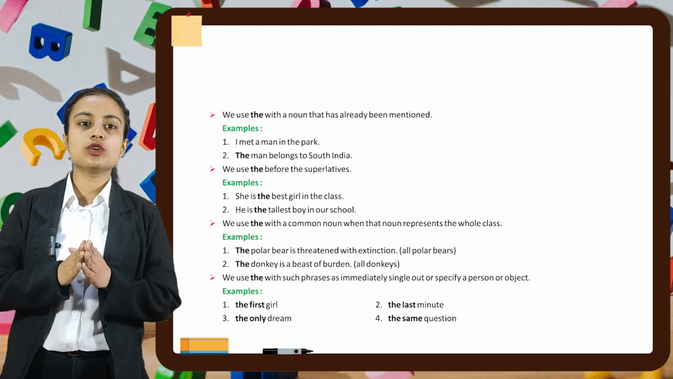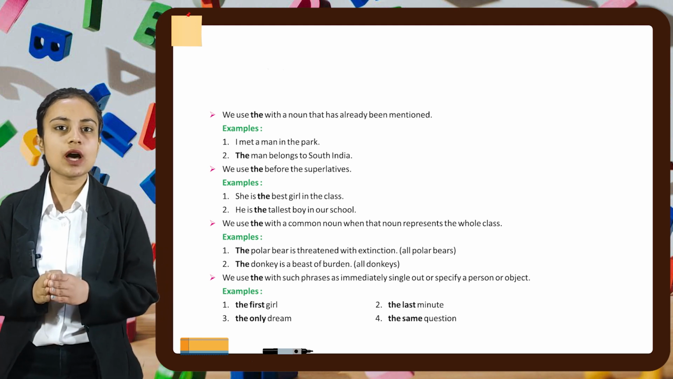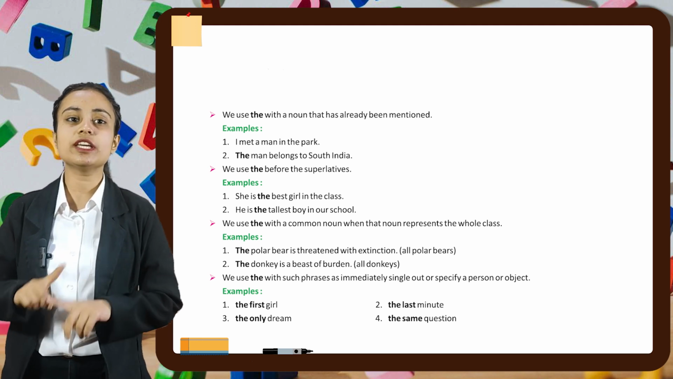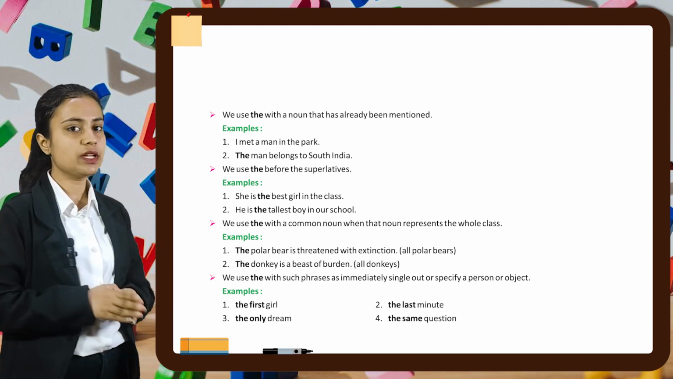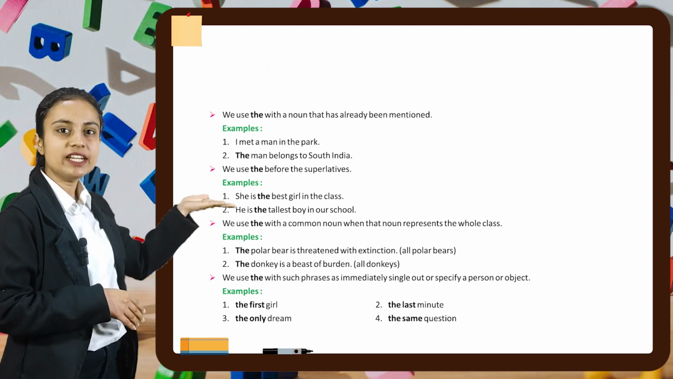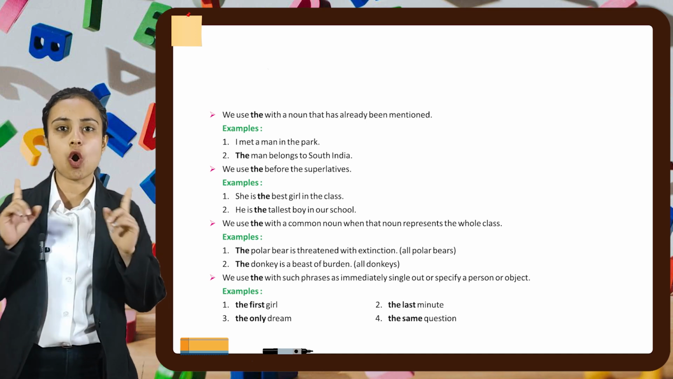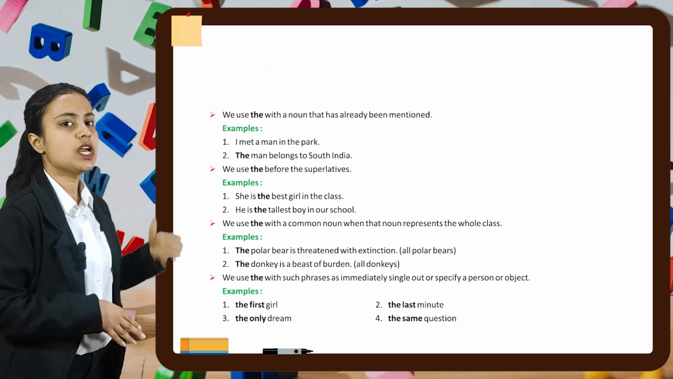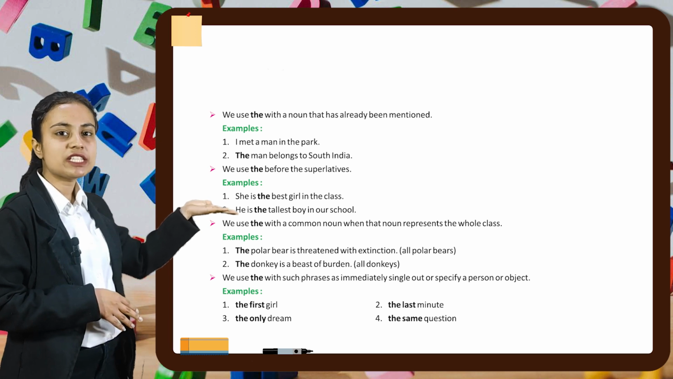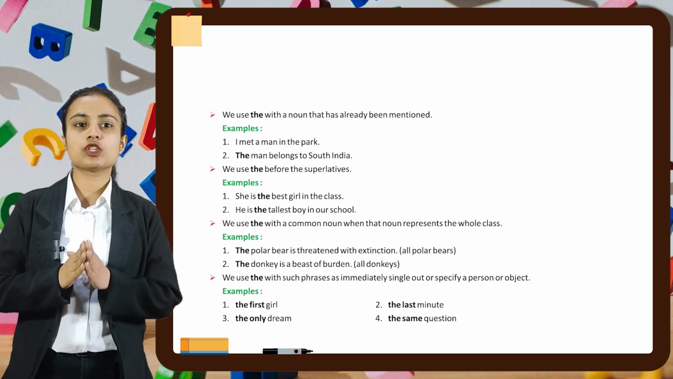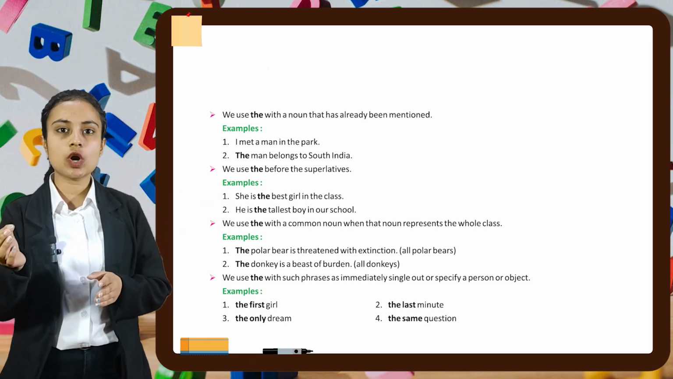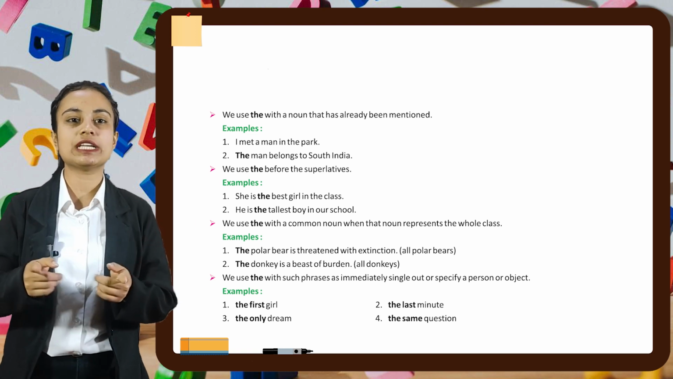Now we can also use the with a common noun when the noun represents the whole class. For example, the polar bear is threatened with extinction. So here we are talking about all the polar bears. Similarly, the donkey is the beast of burden. Here also we are not talking about a single donkey, we are talking about all of the donkeys in the world.